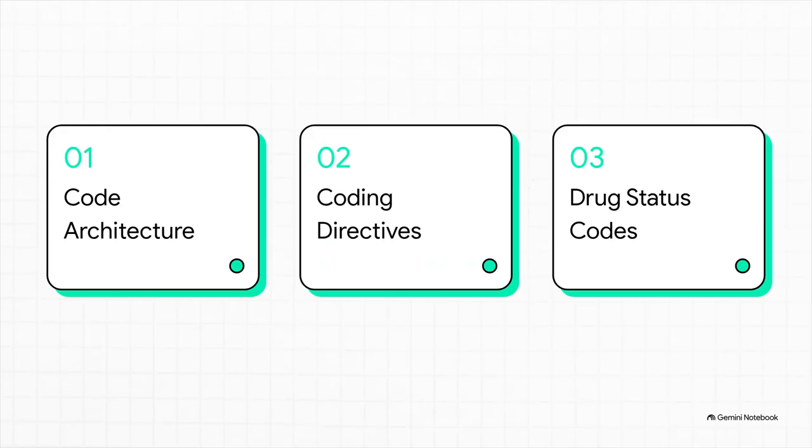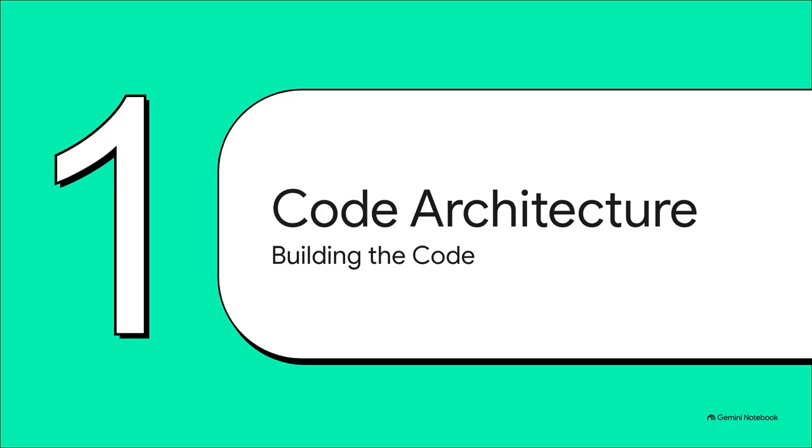Our roadmap for today's explainer covers 3 crucial pillars. First up, the ICD-10 code architecture. Second, we'll look at core coding directives. And third, we'll wrap up with long-term drug status codes. All right, Section 1, ICD-10 code architecture, building the code.